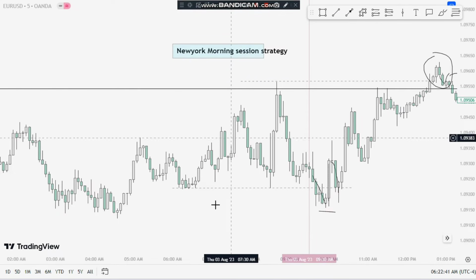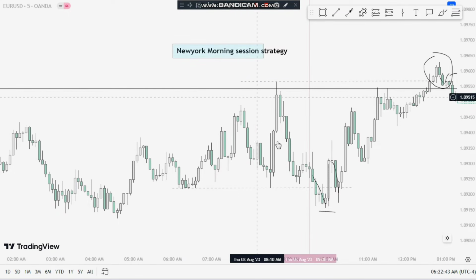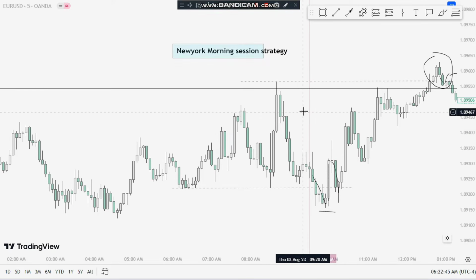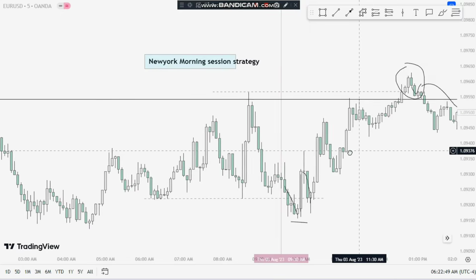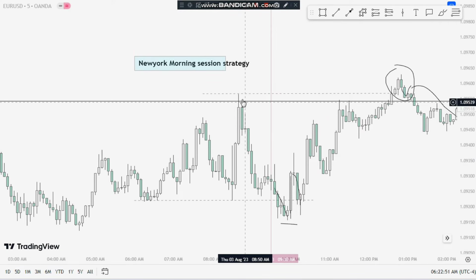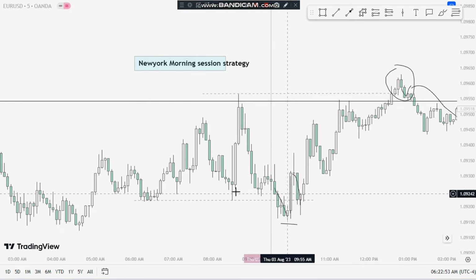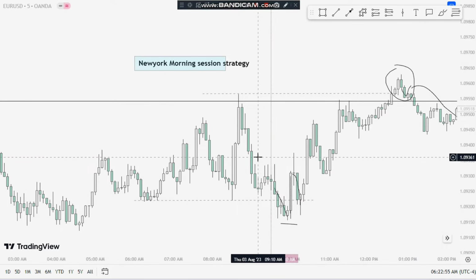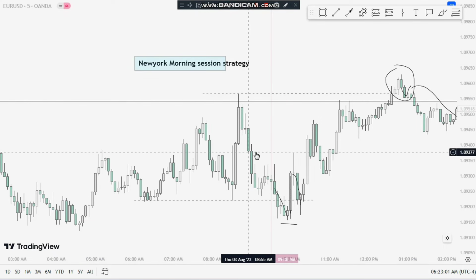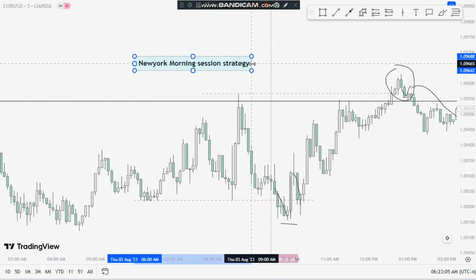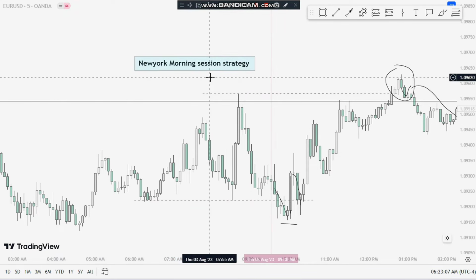Okay, if it's a mid range, somewhere in the discount or somewhere in the premium, then the strategy won't work for you, because you have to wait for the price to go up into the premium and the discount. So it's better to trade this in the discount and the premium zones, not in the mid ranges. I hope it's clear. This was all about the New York morning session strategy.